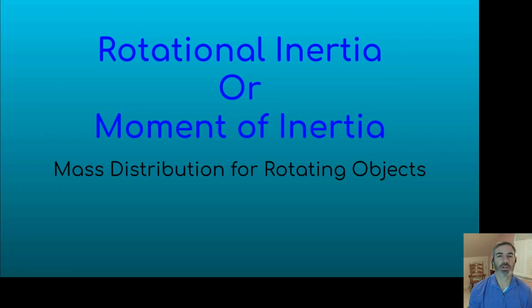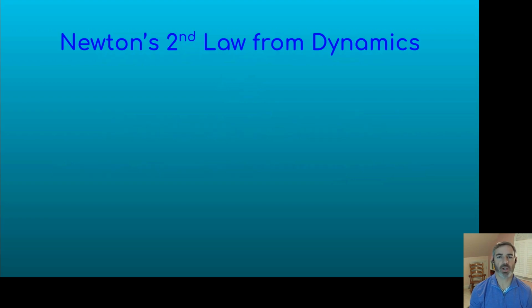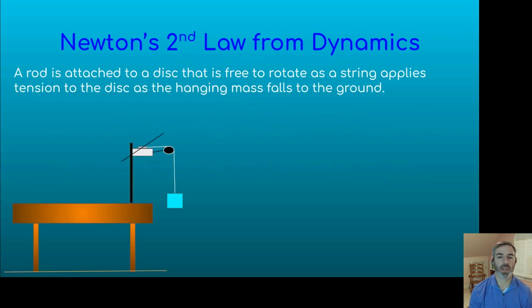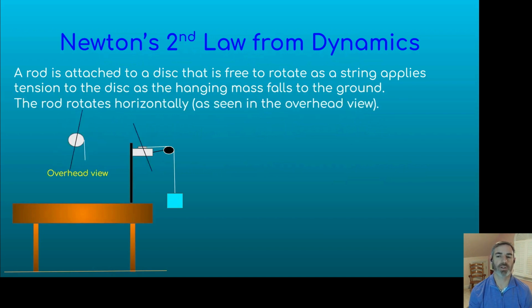All right, in this video, we're going to talk about rotational inertia. It's also known as moment of inertia, and it's how mass is distributed for rotating objects. So in Newton's second law for dynamics, we have a situation where we have a rod that's attached to a disk, and that disk is rotating. So we can see from the overhead view that the disk is rotating horizontally.